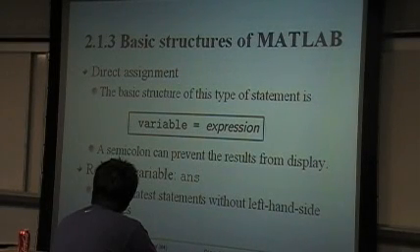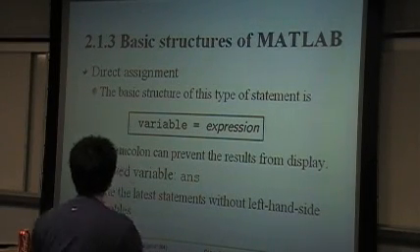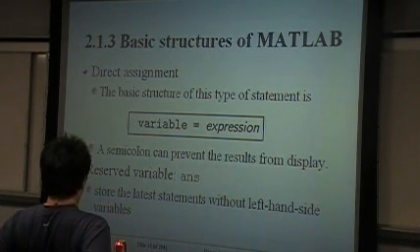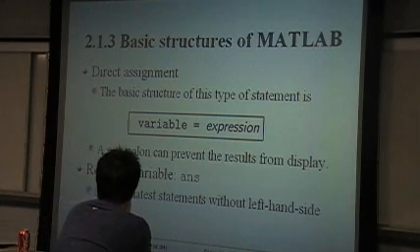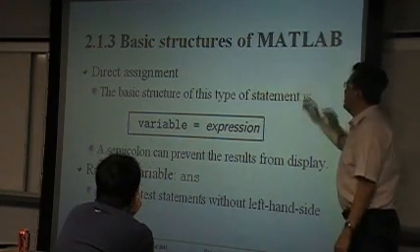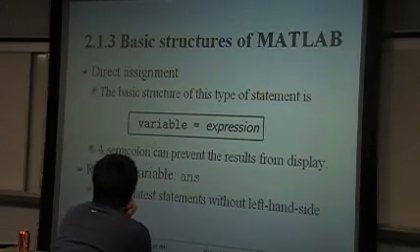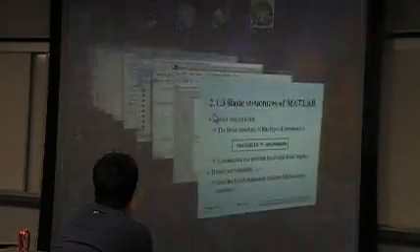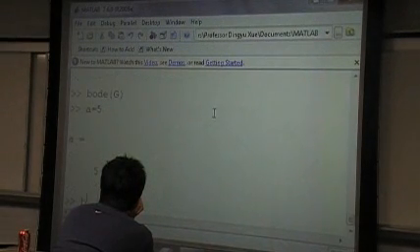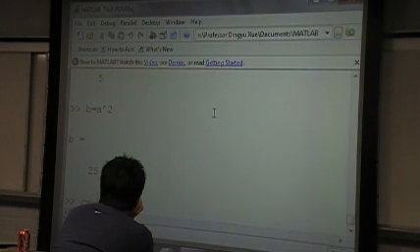Now let's see the basic statement structure of Matlab. There are virtually two kinds of statement structure. The first is direct assignment. In C language, you may know this kind of command: A equals 5, or B equals A squared, C equals A plus B, something like this. These are called direct assignment.